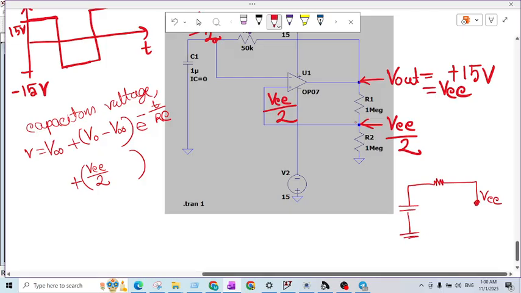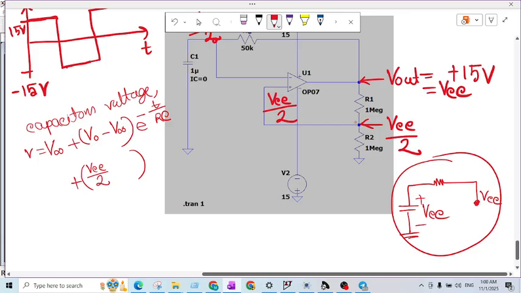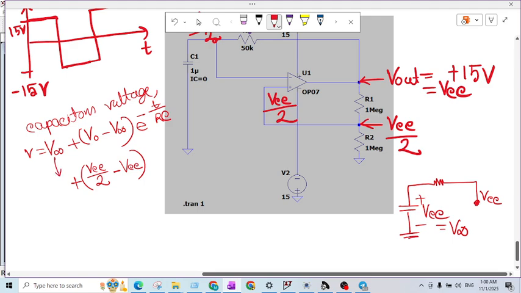So after infinite time, what will be the voltage across this capacitor? The voltage across this capacitor will be VCC. Forget about the opAmp, just focus on this circuit. So after infinite time, or V infinity, this capacitor's voltage will be VCC. So let's write here VCC. Okay, similarly this thing is also VCC.